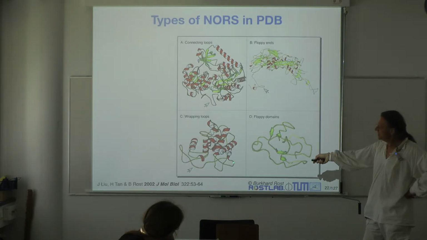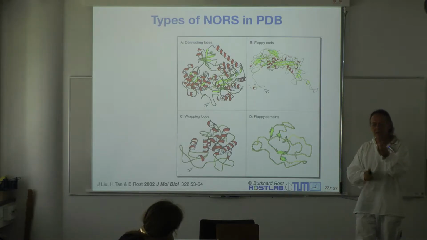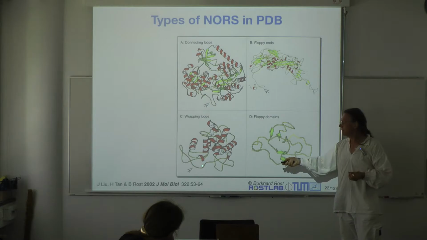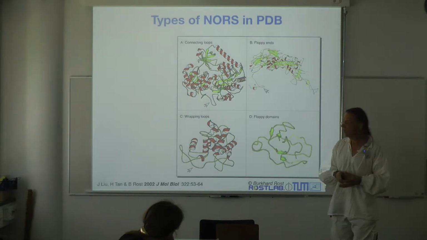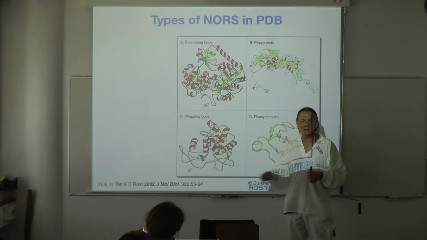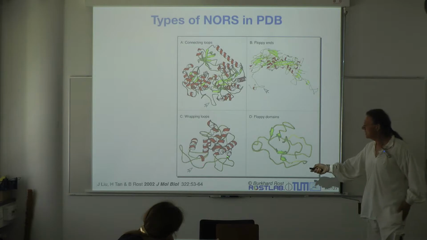And then there was this wrapping loop kind of thing. So you have a regular domain, and around it wraps a loop. This loop does not look floppy because it's bound wrapping around this domain, right? But it still is, when you line it up, a long loop, and this is another class.